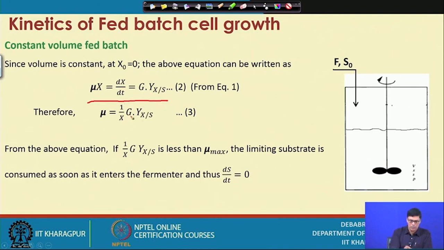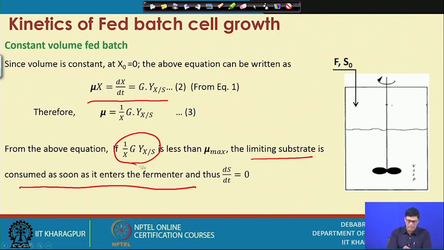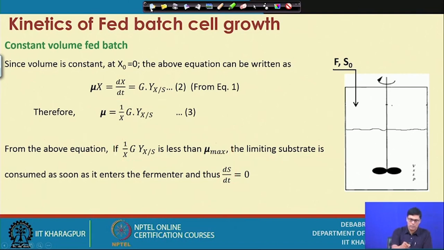The mu will be what? 1 by x, G Y x by s. Now, 1 by x G Y x by s is less than mu max, so the limiting substrate is consumed as soon as it enters the fermenter, thus ds by dt equals 0. This is the assumption: when this is less than the mu max value, the limiting substrate, which controls the growth of the cell, is consumed as soon as it enters the fermenter, and ds by dt is equal to 0.